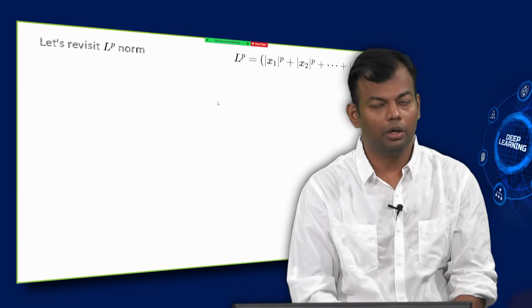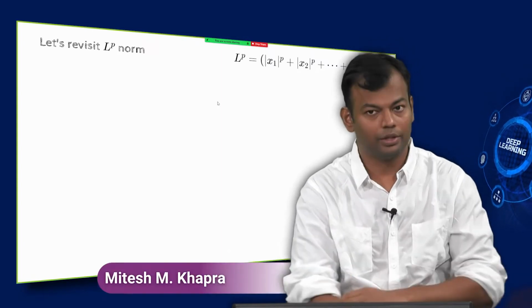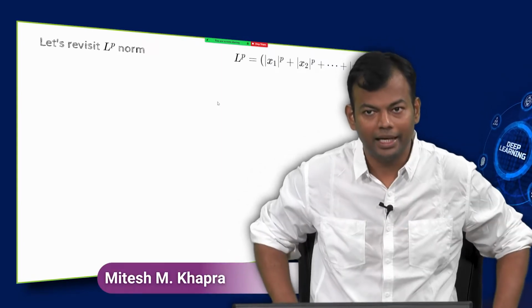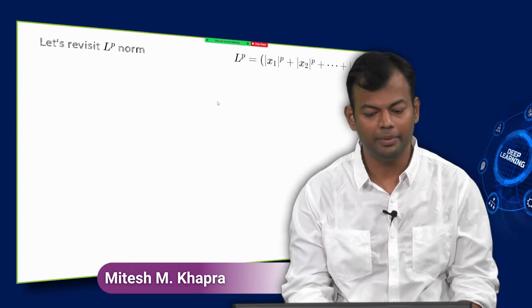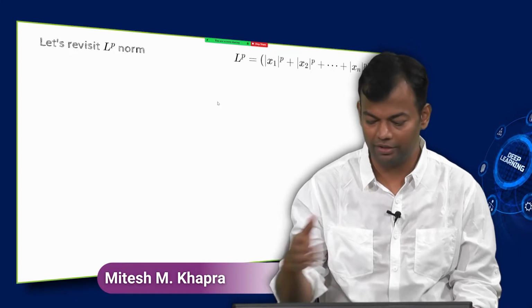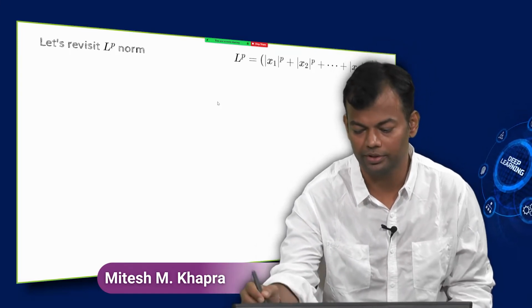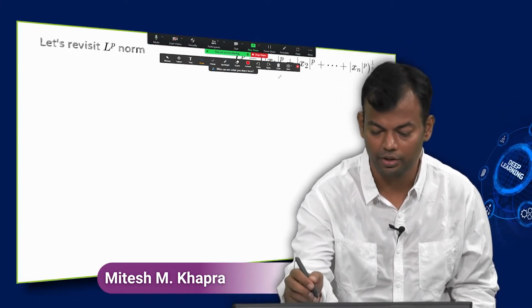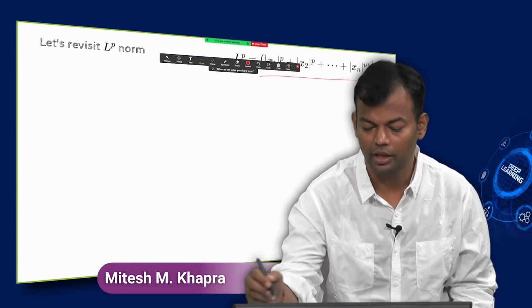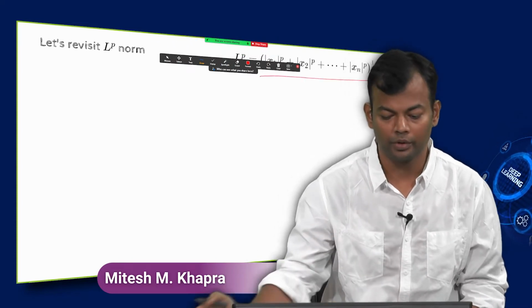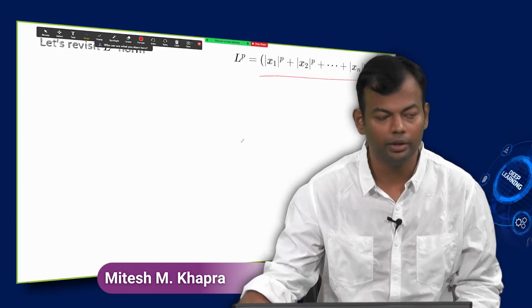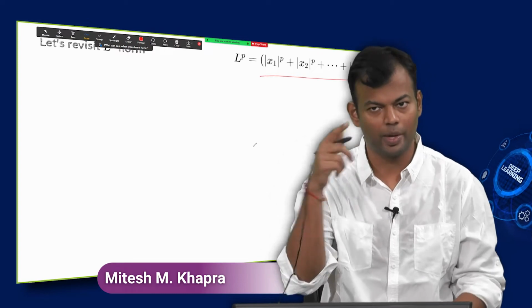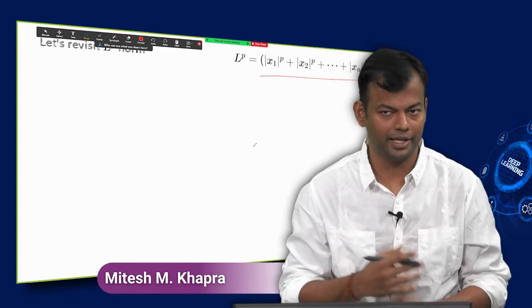Now we are going to move to a different algorithm, and before doing that, we are going to revisit the LP norm, right? The general formula for the LP norm is as given here. Now if your P is equal to 2, then you get the L2 norm. So you take the squares of the values and then take the square root. So that's the L2 norm.